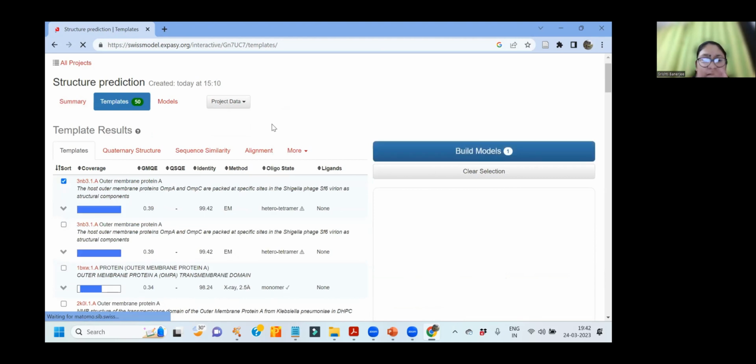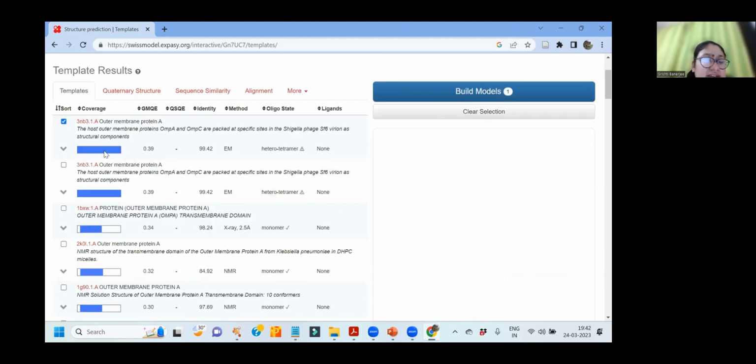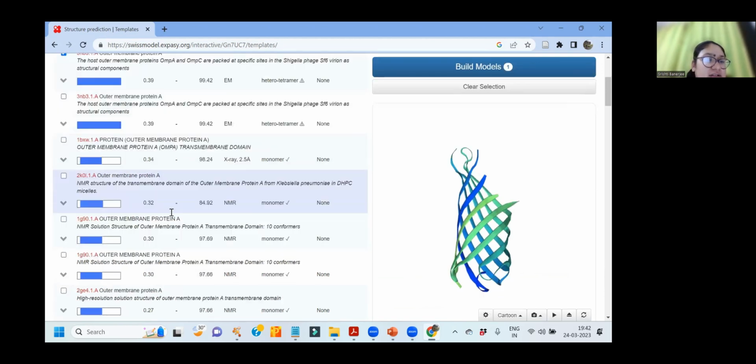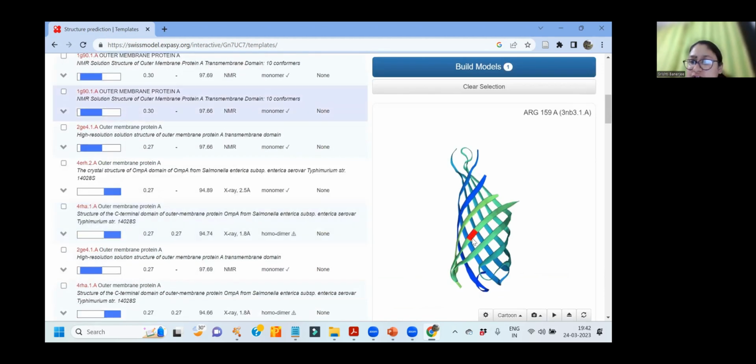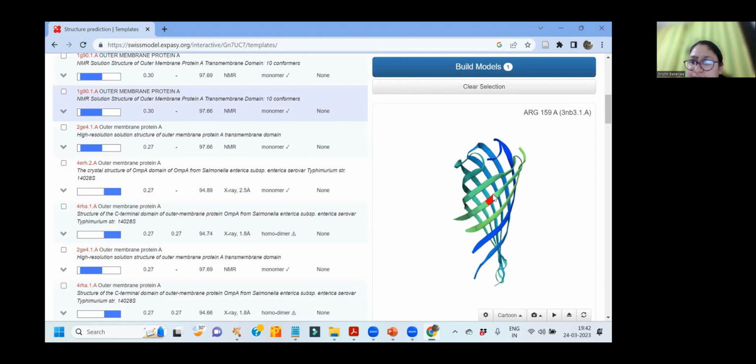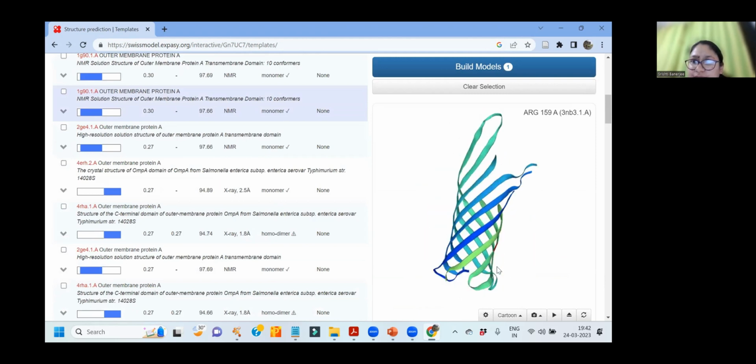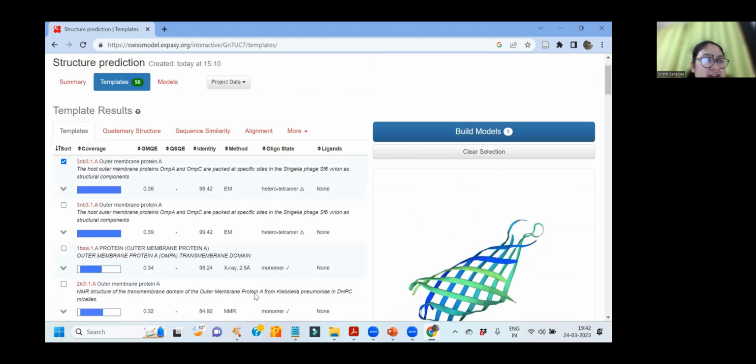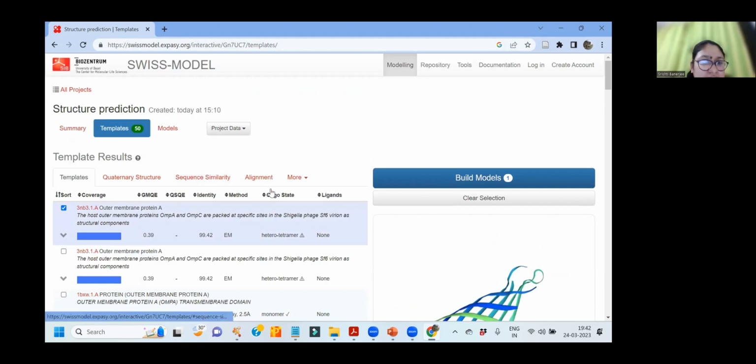Okay. So you see the templates. These are all the other proteins which are actually predicted. You see there are different proteins, and here is also the structure of it. Now you select any one. On the basis of that, you build models. You click on build models.